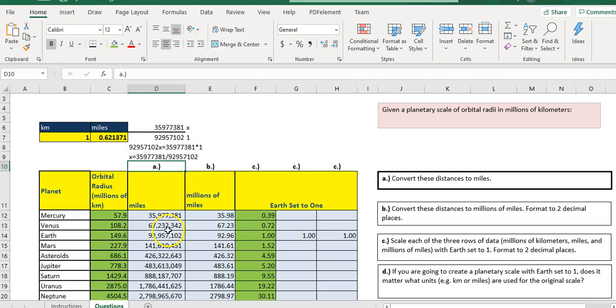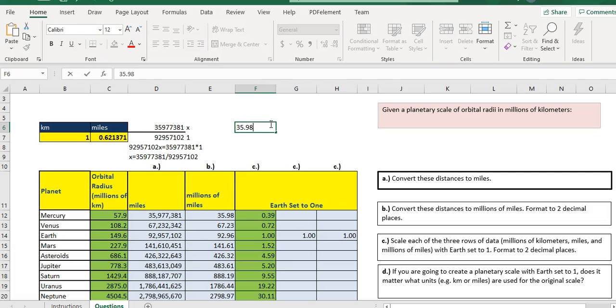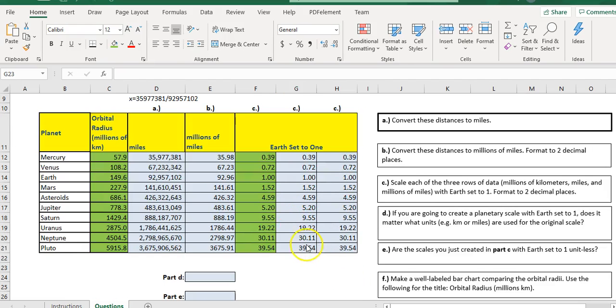So I'd like you to go ahead and do that, and then you're going to do it again for this other column, but you're going to use these millions of miles. So you're going to do the 35.98 over 92.96, and then x over 1, just like we did before, and you're going to cross multiply. So go ahead and get those done, and then we'll come back and look at the next step. Alright, so once you've finished all your table, you should notice that all these values are the same.